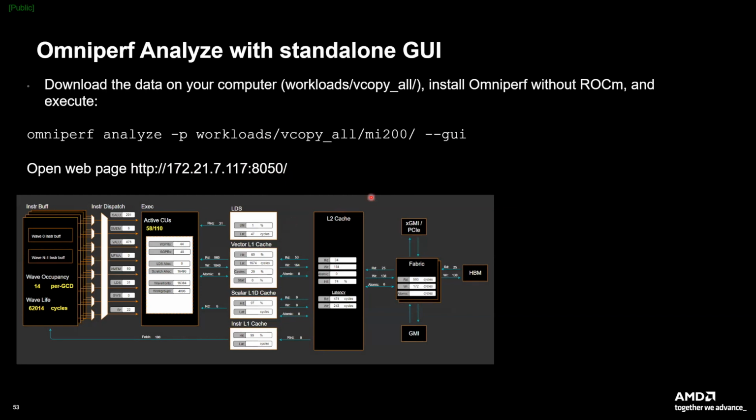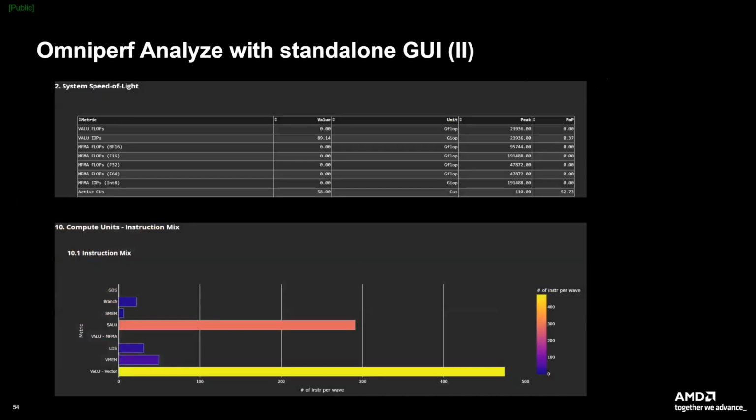a GUI. This is just one example, right? Here's a memory chart analysis where you can see, for example, the wave occupancy, the wave life cycles, active compute units, some LDS utilization, and a lot on the transfer, the fabric, etc. So it's a lot of information that you can see in a GUI without even Grafana, without even a database. Now I continue here with the speed of light. You will see this in your web page. I took a few screenshots just to show you what's going on.